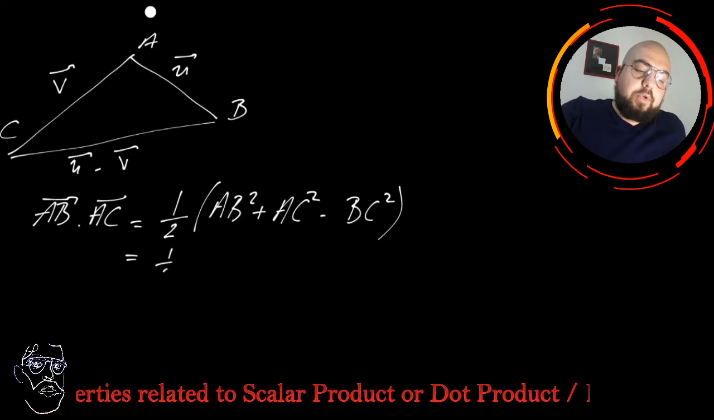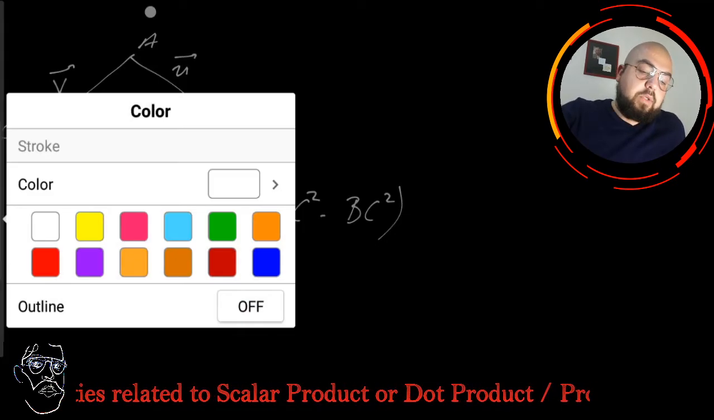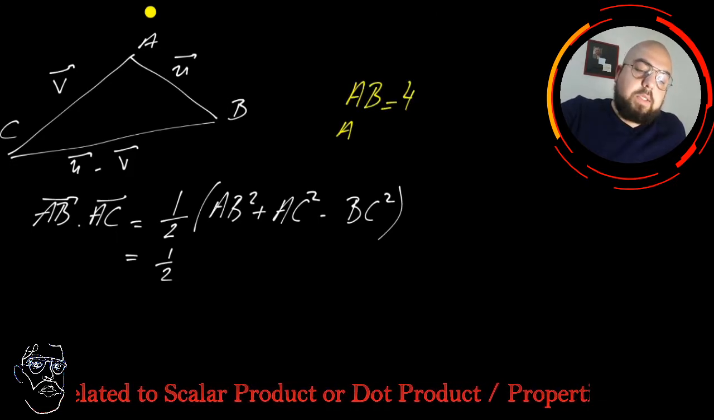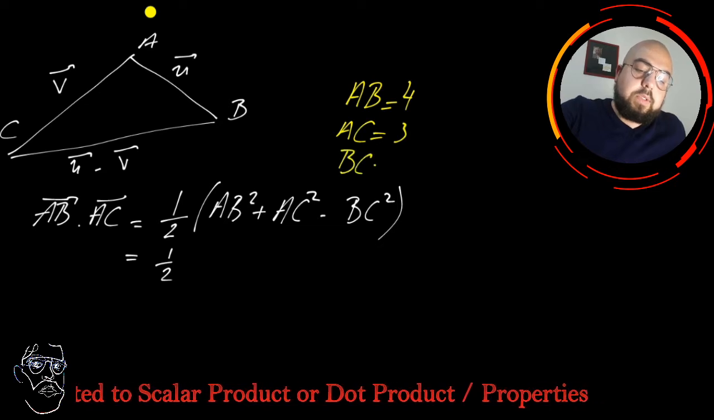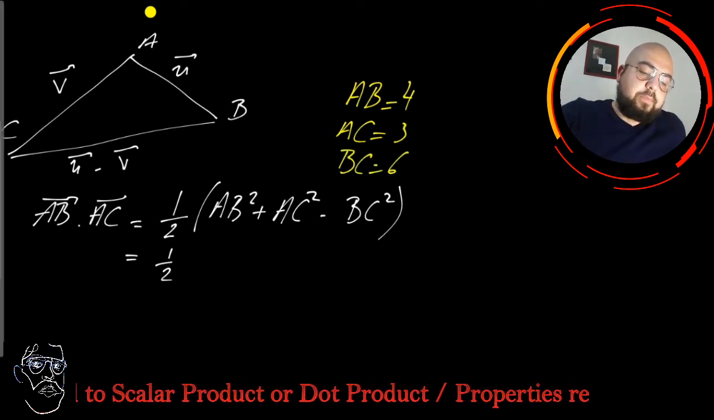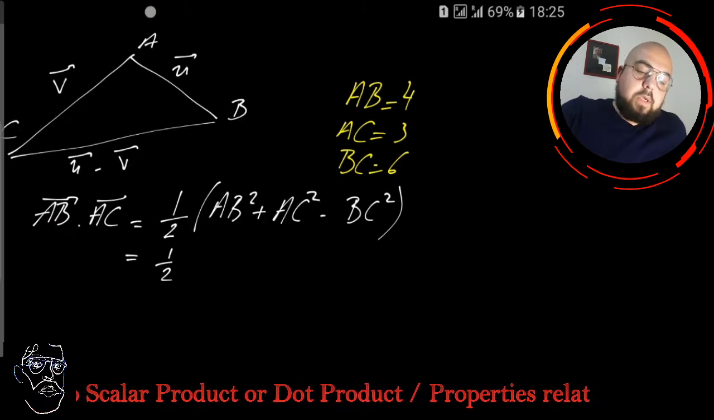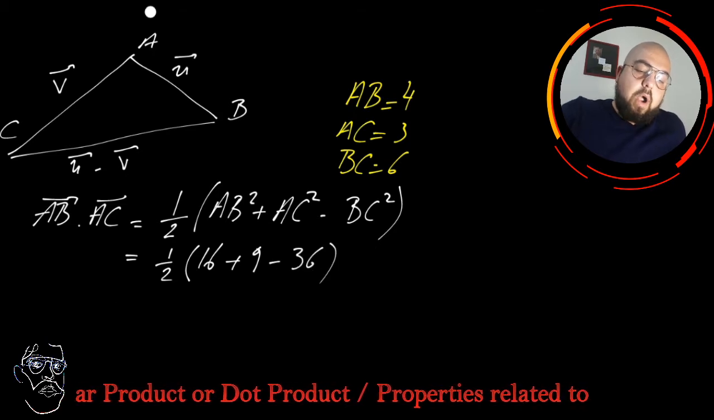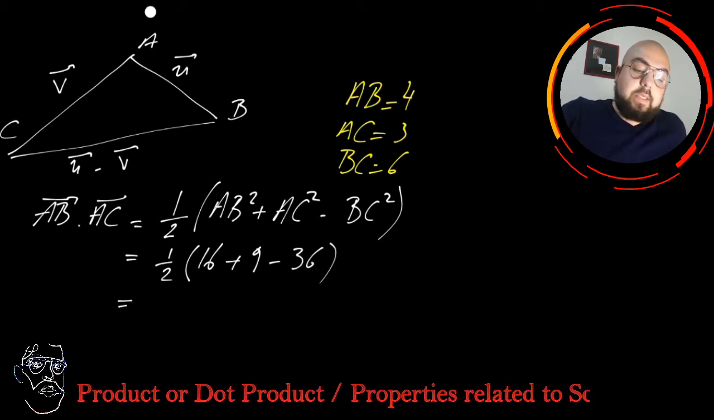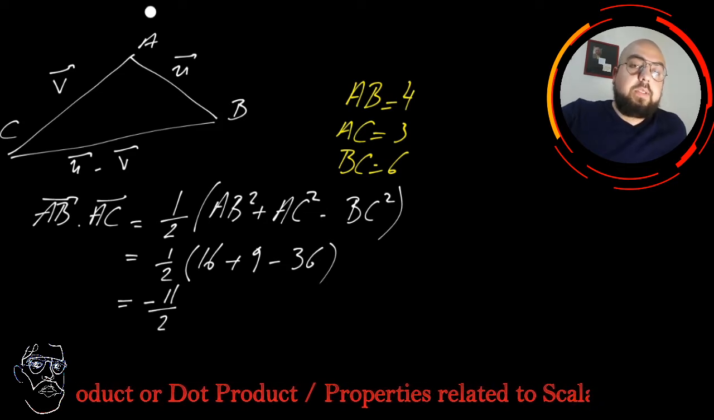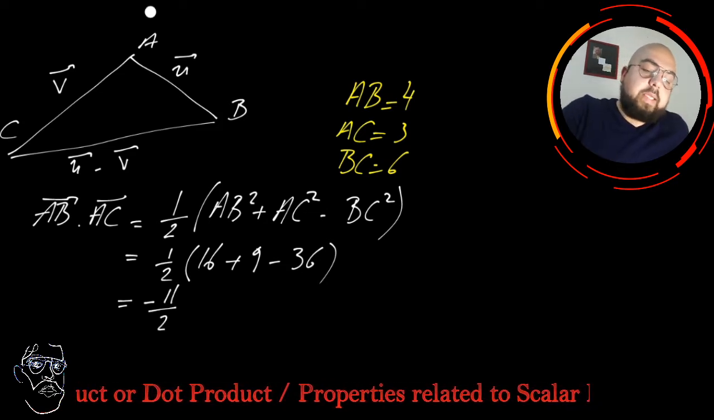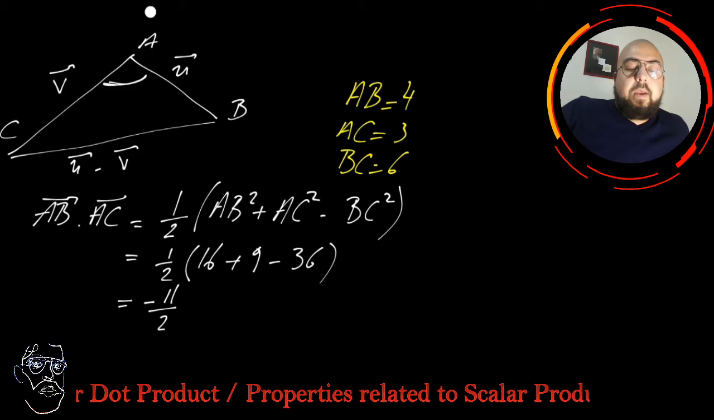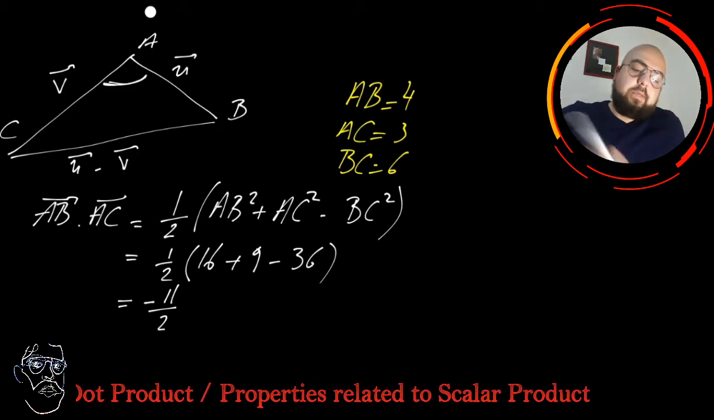Alright, so it's 1 over 2, and I will take some values in order to calculate. AB is equal to 4, AC is equal to 3, and BC is equal to 6. So it's 1 over 2 times 16 plus 9 minus 36. I will have AB scalar AC equal to minus 11 over 2. As you can see, it's a negative value. What does it mean? It means that the angle is actually obtuse. That's why I'm having a negative value for the scalar product.